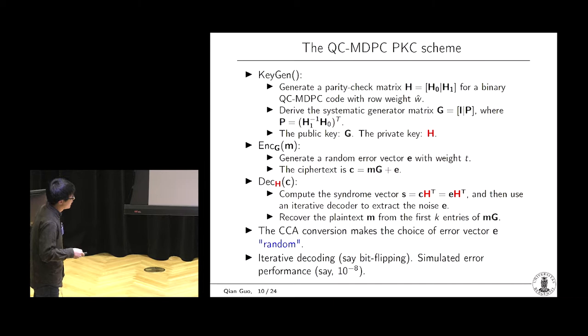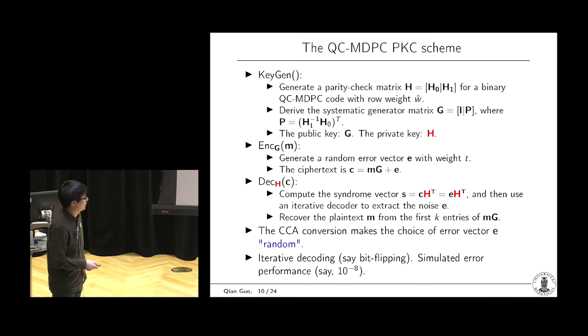The CCA conversion makes this E very random, and we cannot control it. We use iterative decoding, so actually the practical performance is hard to predict. So usually we use simulated error performance. It's like 10 to minus 8. It's really hard to propose parameters for this error rate to be very, very small.